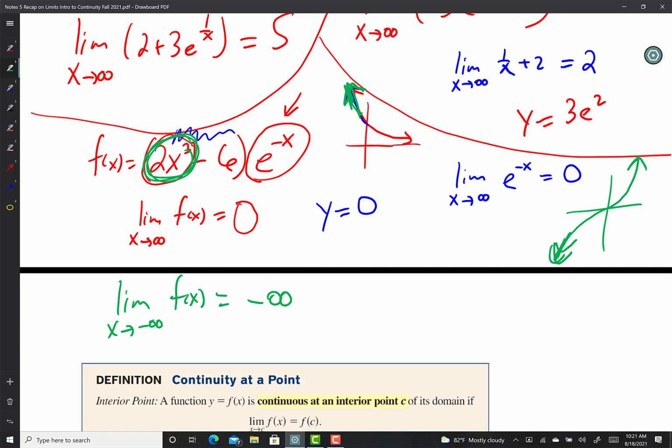If I went in both directions and I did not converge on any number, no horizontal asymptotes. But I did converge. As x approaches infinity, I did converge at that 0. Do you know what I mean? Don't worry, I see you guys.